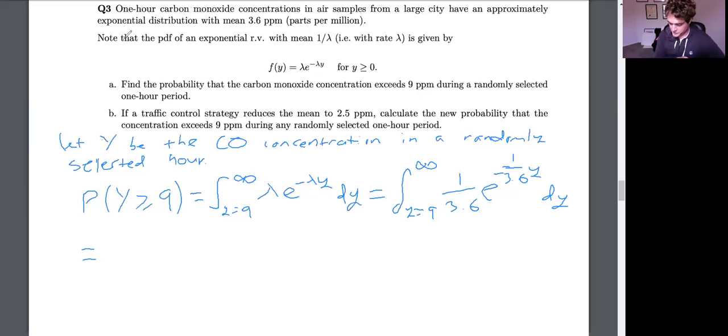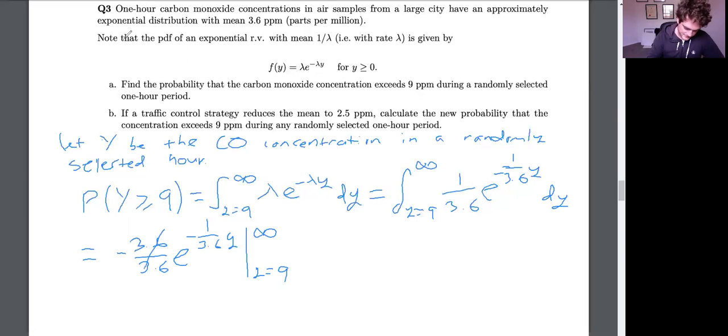So if we recall how we integrate an exponential function, we basically just divide by the constant that's multiplying Y, which in this case is equivalent to multiplying by 3.6, e to the negative 1 over 3.6 Y. And we're evaluating that from Y equals 9 up to Y equals infinity. Okay, obviously these 3.6s out the front are going to cancel and turn into just a 1.